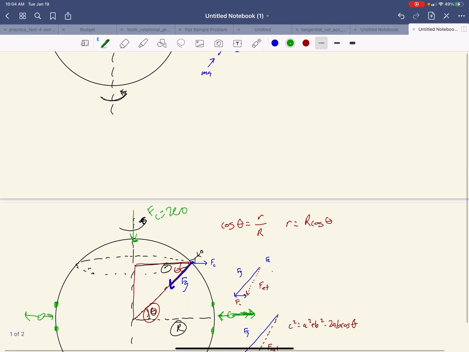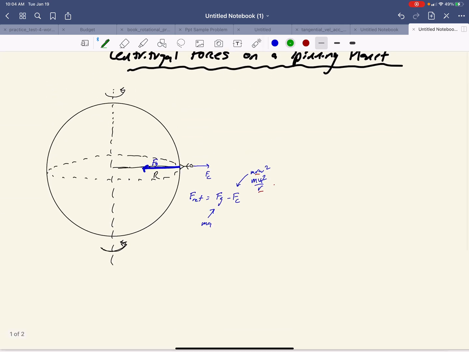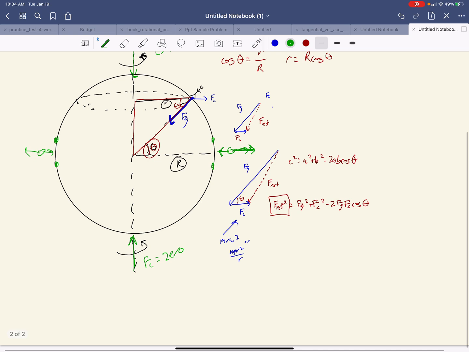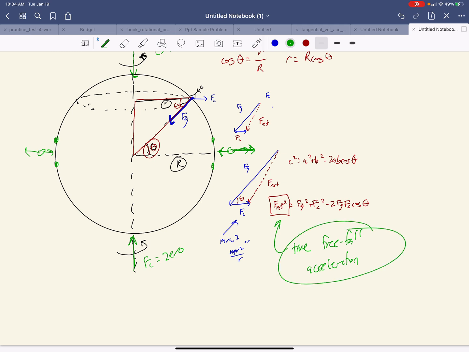So that is how we calculate the centrifugal force on a spinning planet, and importantly, how we actually get the true free fall acceleration on a planet, because for the true free fall, we do have to incorporate the physics of the spinning, the centrifugal forces.